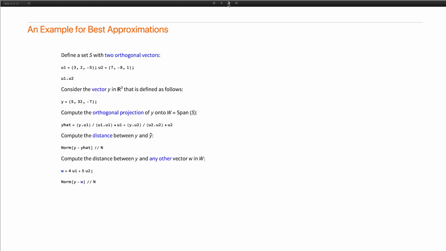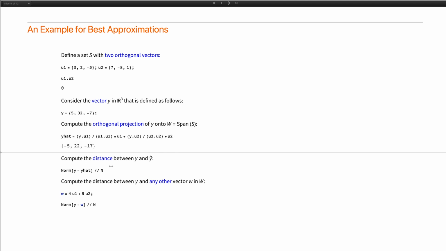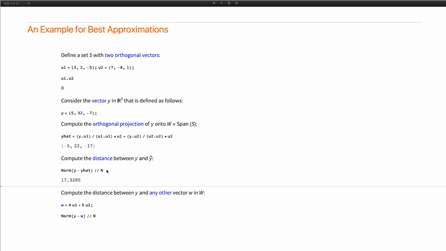So as an example, here is again a similar set of two vectors from early on. They are orthogonal. Take a vector y, compute the orthogonal projection, compute the distance between y and y hat, and it's about 17.32. Take any other linear combination, and if you compute that distance, you actually see it's larger than the earlier one. So this y hat definitely gives the best approximation to y.